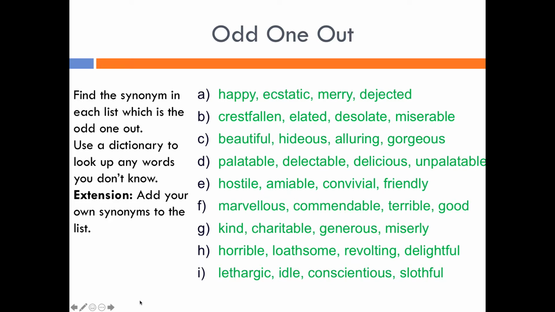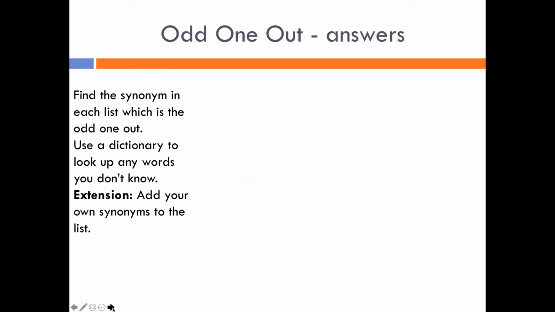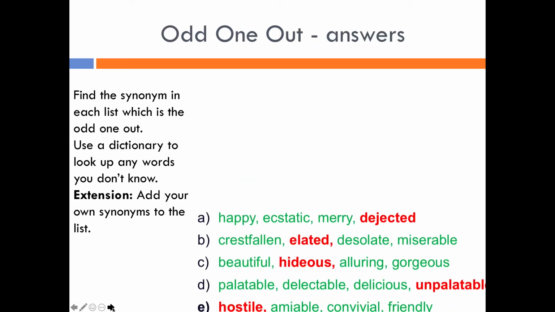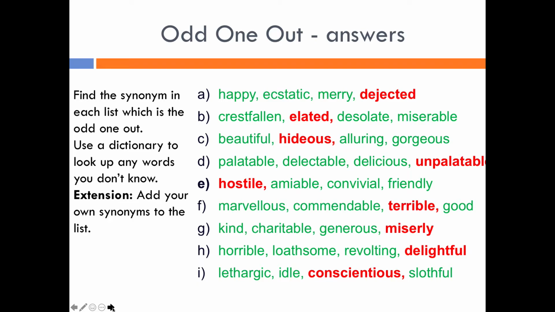Okay, welcome back. Somewhere here we've got a list. The first one we did together, so we had happy, ecstatic, merry, all similar meanings. Dejected is the other way around. In B, it's kind of the opposite. So crestfallen, desolate, miserable, all have that meaning, it means the same as dejected.